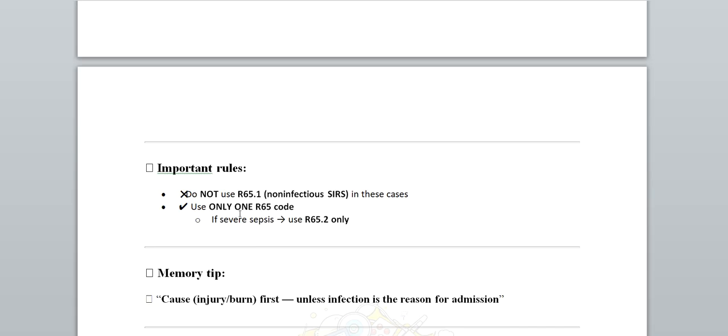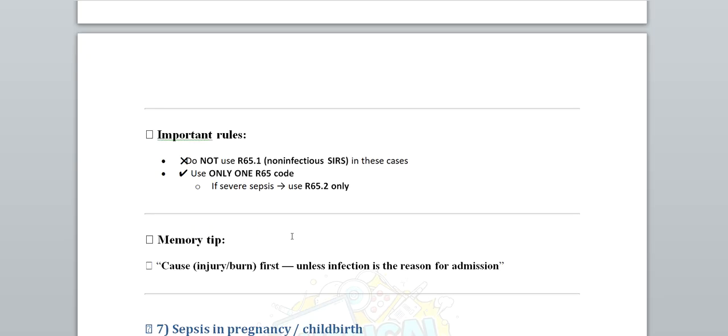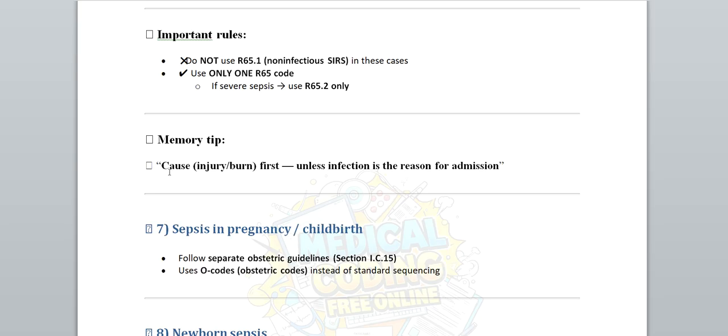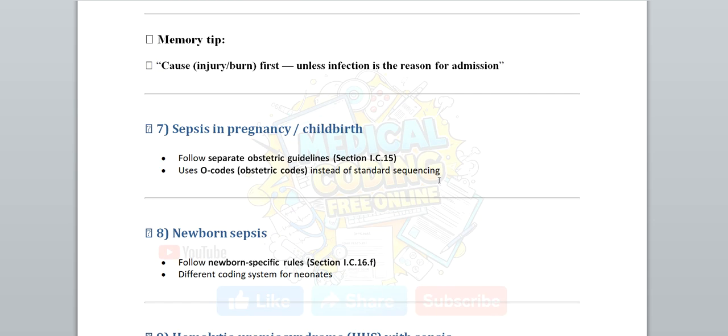Important rule: don't use R65.1 non-infectious series in these cases. Use only the R65 code, R65.2 if severe sepsis. So memory tip: cause, injury, burn first, unless infection is the reason for admission.